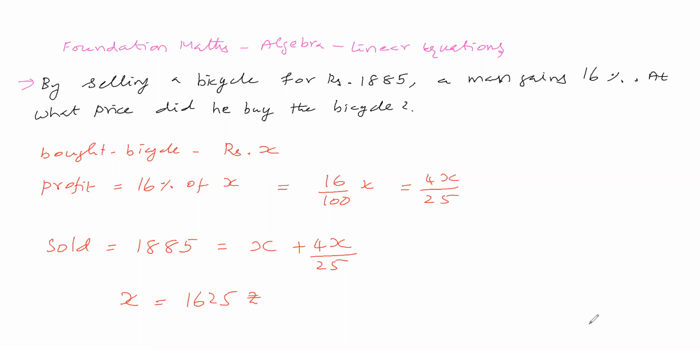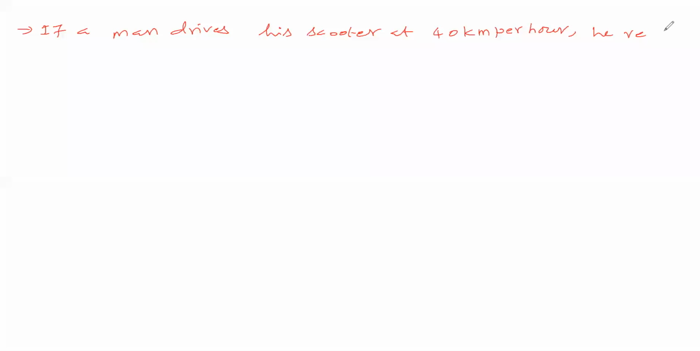Next, sum on linear equation. If a man drives his scooter at 40 km per hour, he reaches his destination 6 minutes too late.